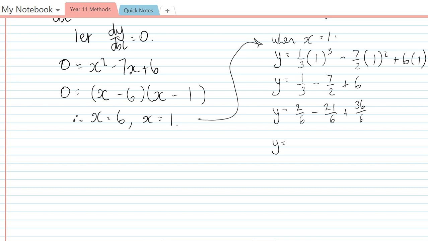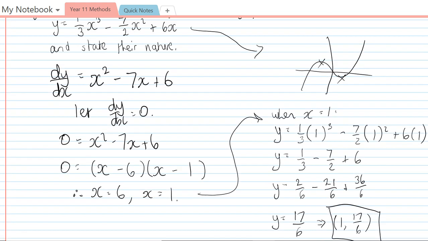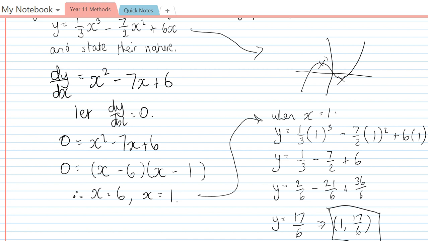So lastly, y equals, now what's that going to be? 36, so take away the 21, leaves 15, and then plus 2 is 17 on 6. And so this gives us the coordinates that we were after from the beginning. We know that x equals 1 and y equals 17 on 6. So that's the coordinates of the first stationary point. And remember that that was this point over on the left here.